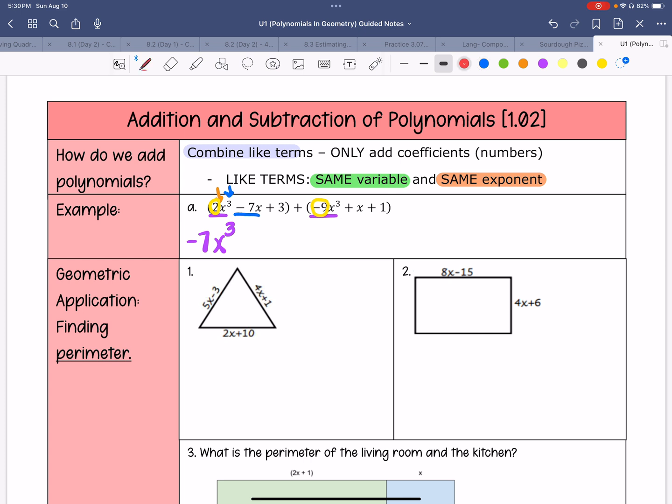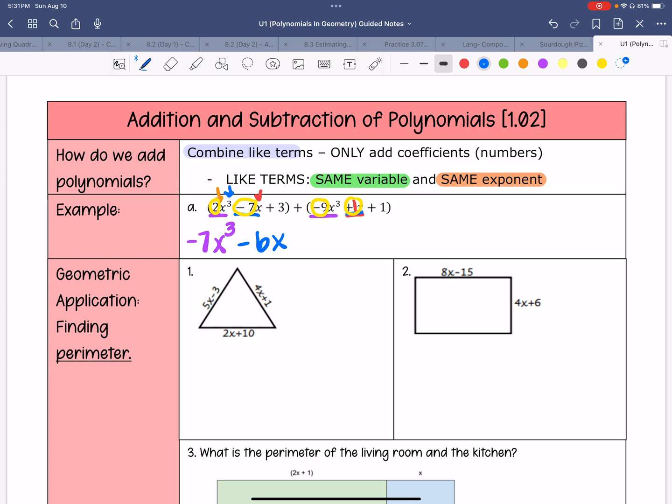So notice here that our variable is x, and the exponent is an understood 1. So I'm going to look for other x terms with the exponent of 1. And I notice in my second parentheses, I also have this positive x. Remember, there's an understood 1 in front of this x, which is helpful to know because, again, once I've identified my same variables and same exponents, then all I have to do is add the coefficients.